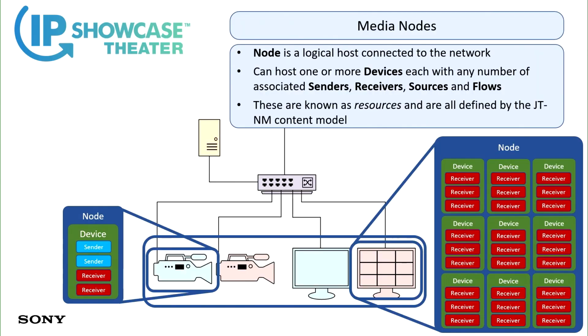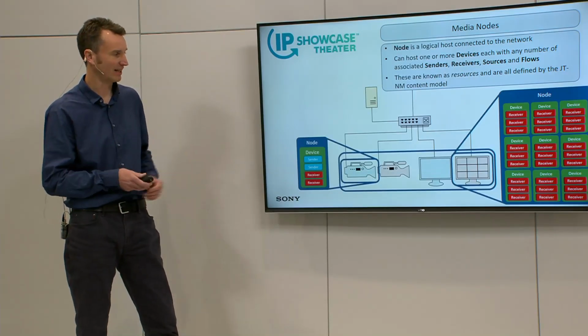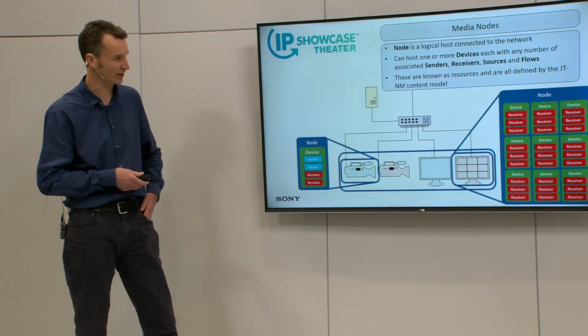Another node example there is an IP multi-viewer. So here we've got a 3x3 multi-viewer. Each picture-in-picture within that multi-viewer is represented here as a separate device, and each device has 3 receivers, an audio receiver, a video receiver, and a metadata or ancillary data receiver. So those would be receiving, in ST 2110 terms, -20, -30, and -40 streams from the network.